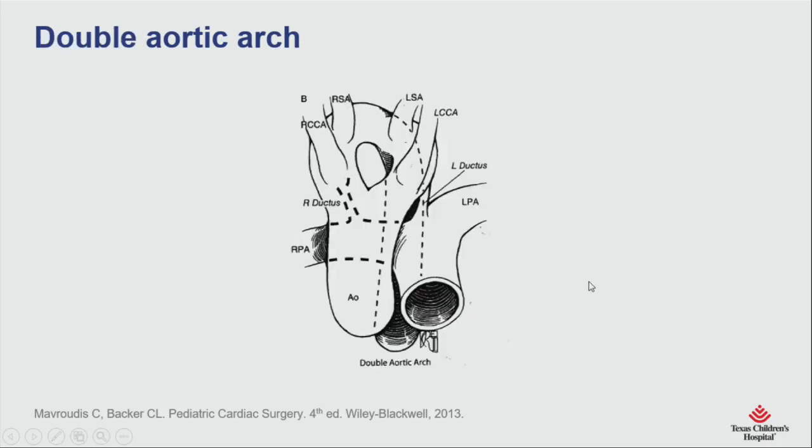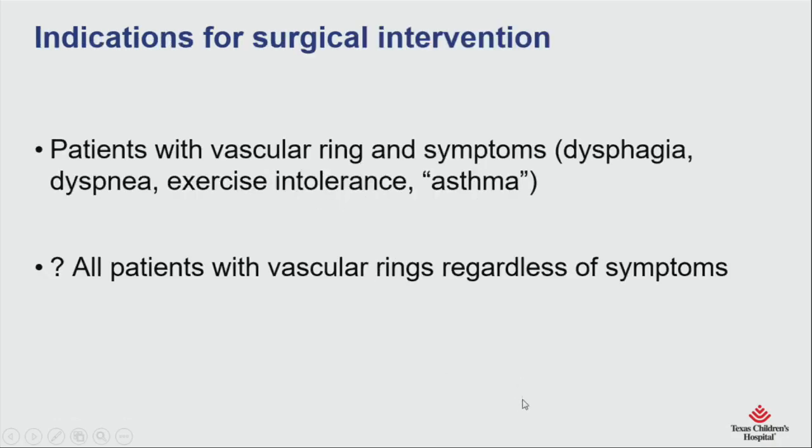The second main type of vascular ring is going to be your double aortic arch, where you have persistence of both 4th arches on both sides, and you'll have a left arch and a right arch. Usually the right arch is going to be dominant, and the left arch is going to be smaller than the right arch, and that's the one that we divide.